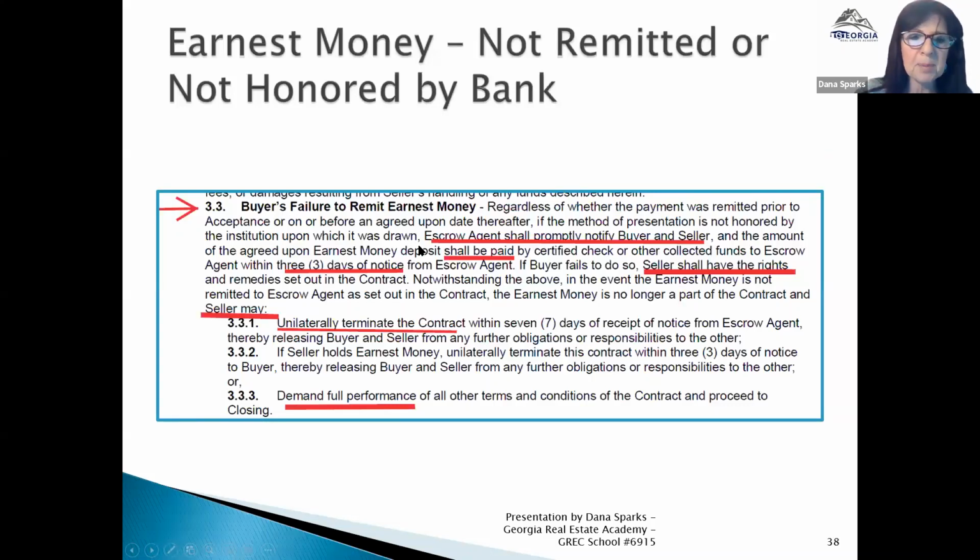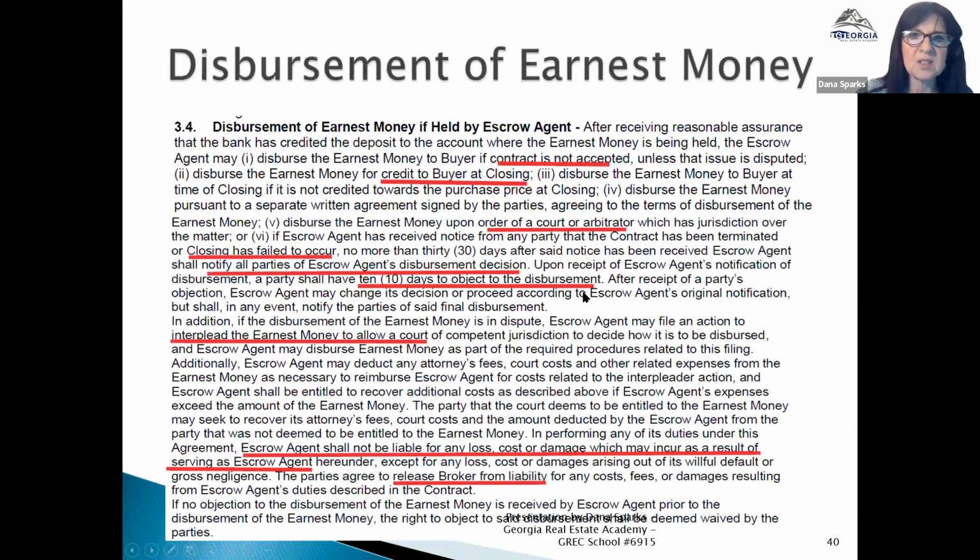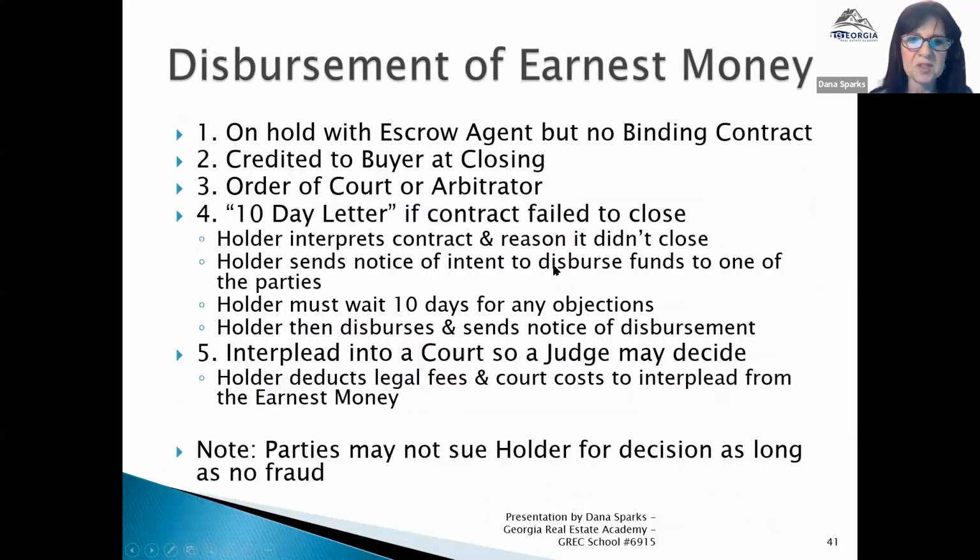We've talked about what happens if the buyer doesn't send the earnest money or if it bounces from the bank. We've talked about that too, about what happens to the earnest money if you don't go binding. You either do a TNR or 10-day letter or court arbitrator. We've talked about that. And again, one of the handouts I'm going to email you guys is a PDF of all of these slides.